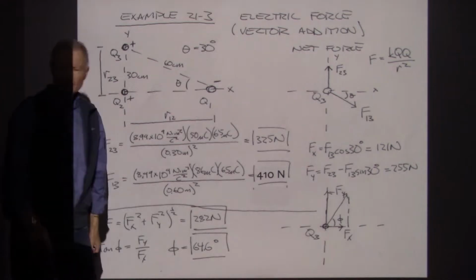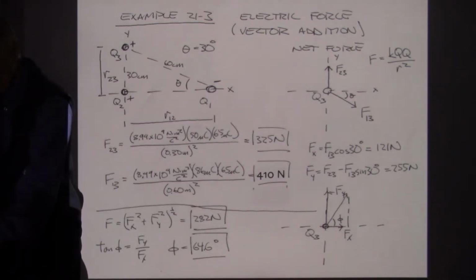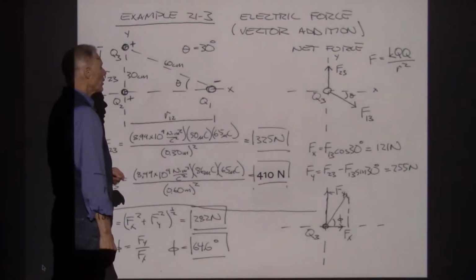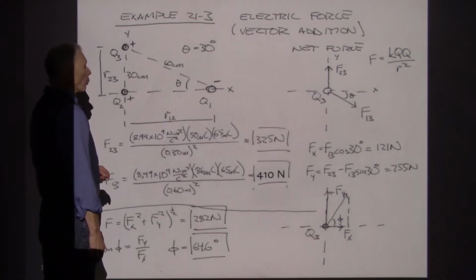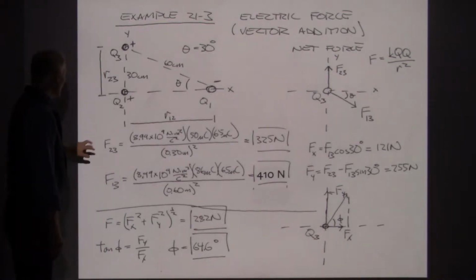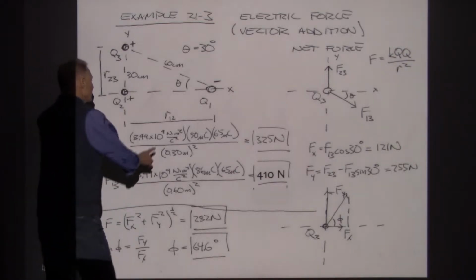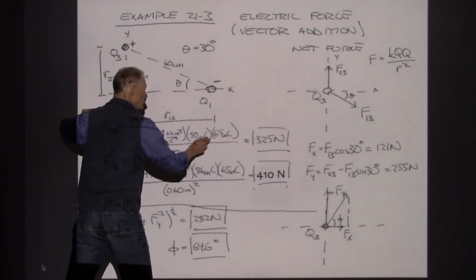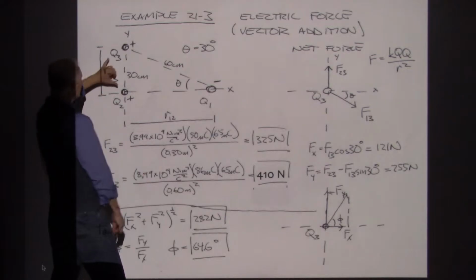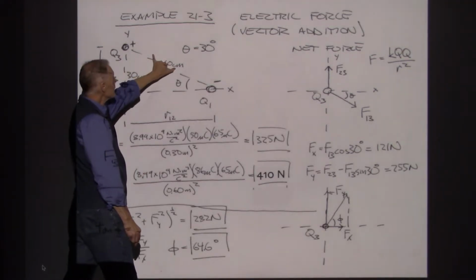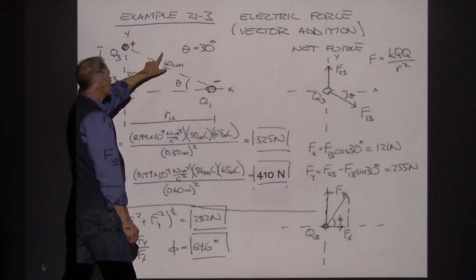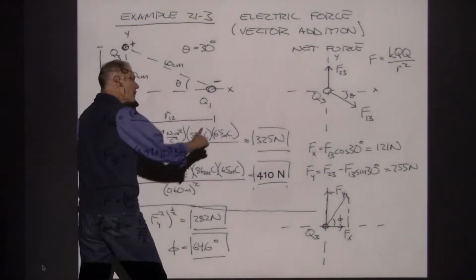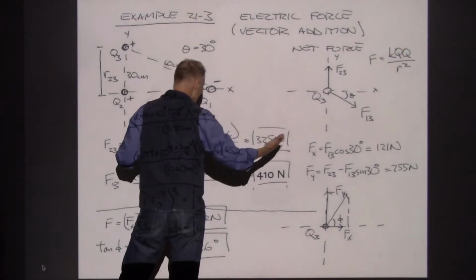Did they tell us what the angle is, or did we have to calculate it? They told us the angle. So that angle is 30 degrees. And so what's going to happen here is that force 2,3 is going to be given by k, little k, the force constant, times q2 times q3, multiplied together, divided by distance squared. And the distance here was 30 centimeters. The distance here is 60 centimeters. This is a 30-degree triangle, so the hypotenuse is twice the distance of the shorter side. Anyway, that worked out to be 325 newtons. So that's a lot of force.